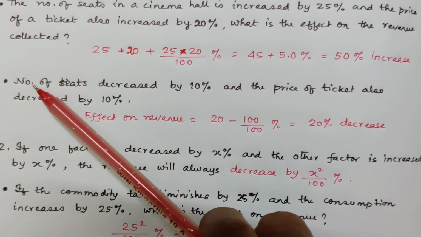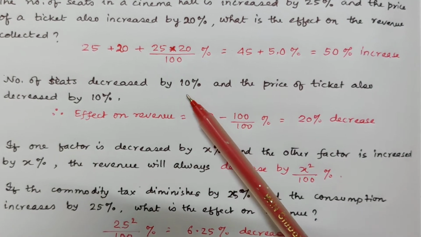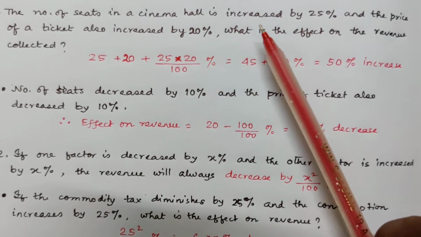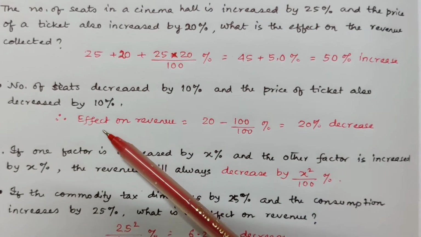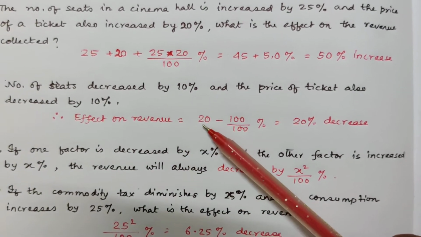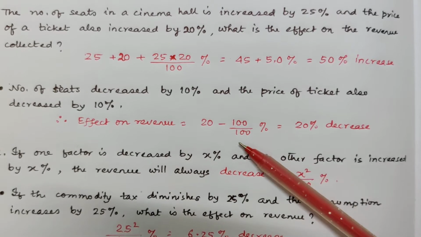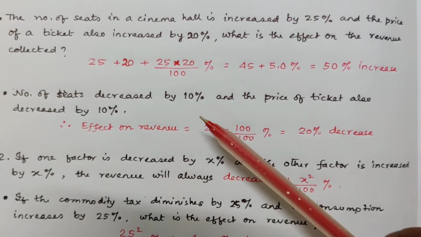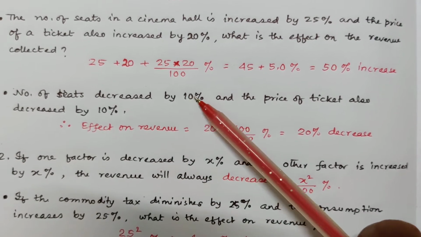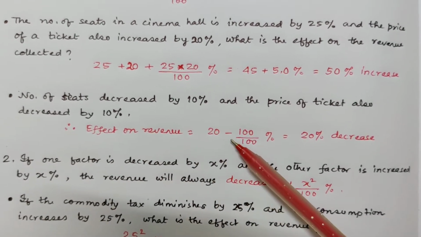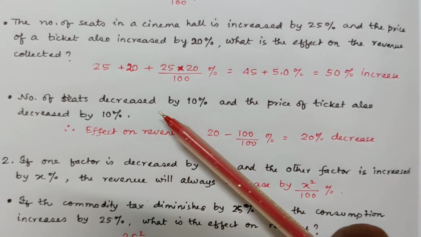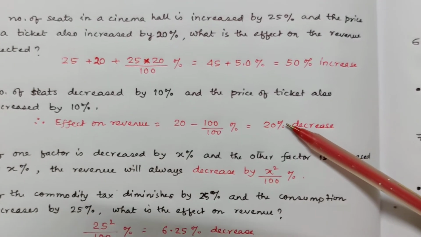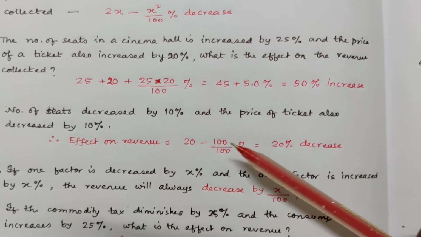Now in case of decrease, let's do the number of seats decreased by 10% and the price of ticket also decreased by 10%. What is the effect on the revenue collected? The effect on revenue will be x plus x minus x square by 100. That means 10 plus 10 minus 10 into 10 by 100. That is a 19% decrease.